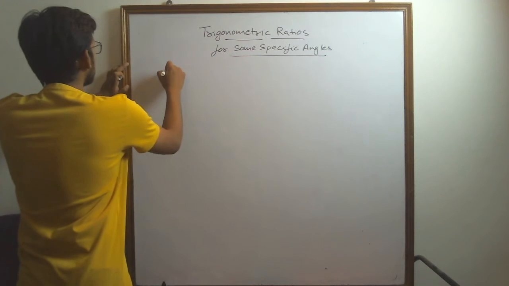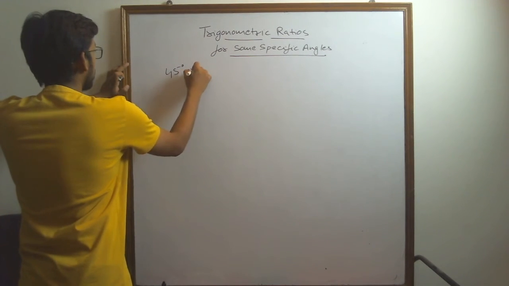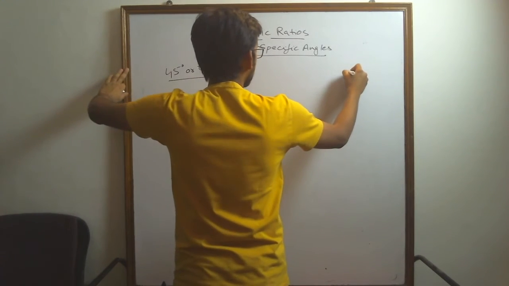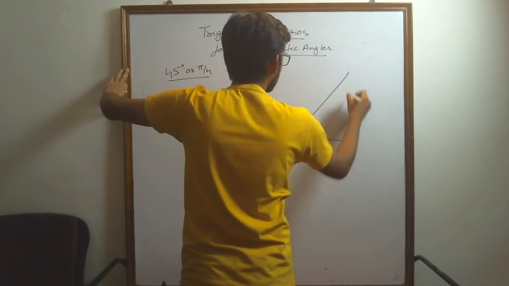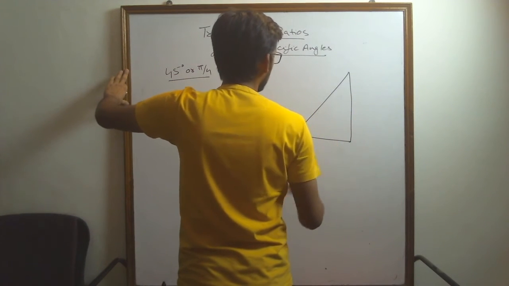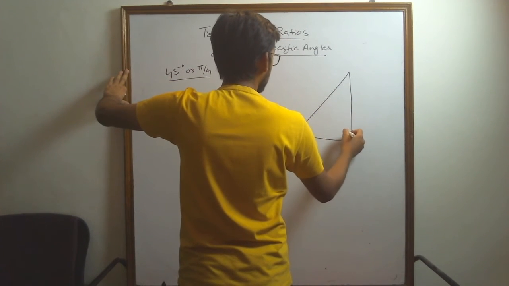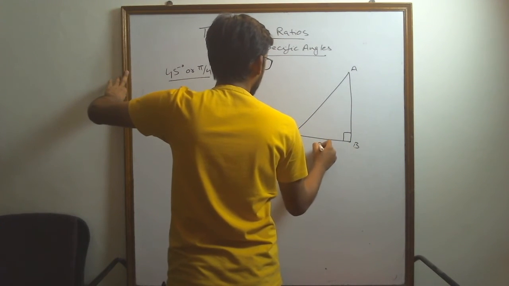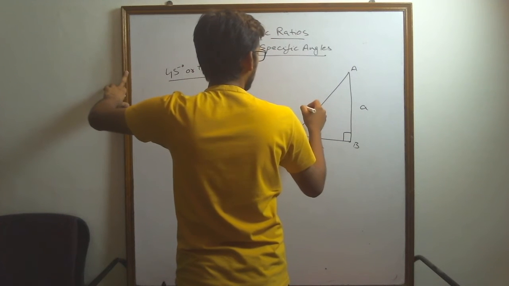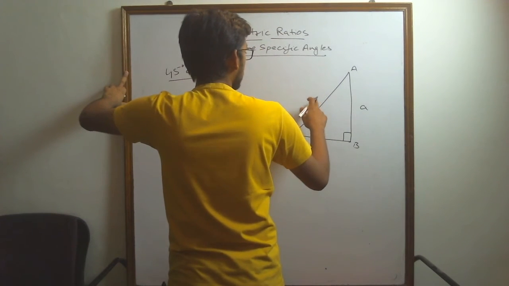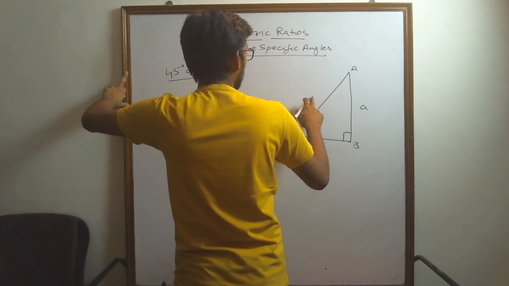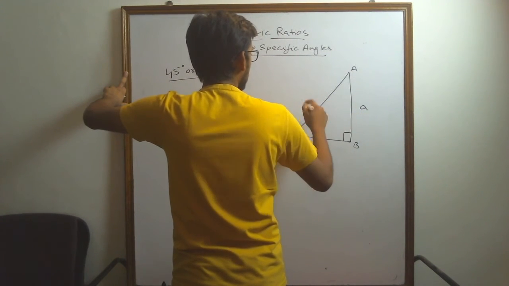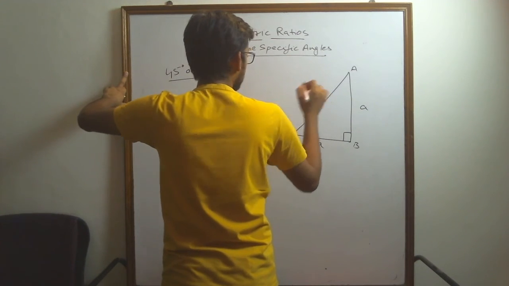To write the trigonometric ratios for 45 degree or pi by 4 radians, I am taking an isosceles right angled triangle. That means this side is equal to this side. This angle is 90 degree. So let's say this side is a, this is also a. Then the hypotenuse will be given by Pythagoras theorem. So hypotenuse square is equal to a square plus a square, which is 2a square. So hypotenuse is root 2a.